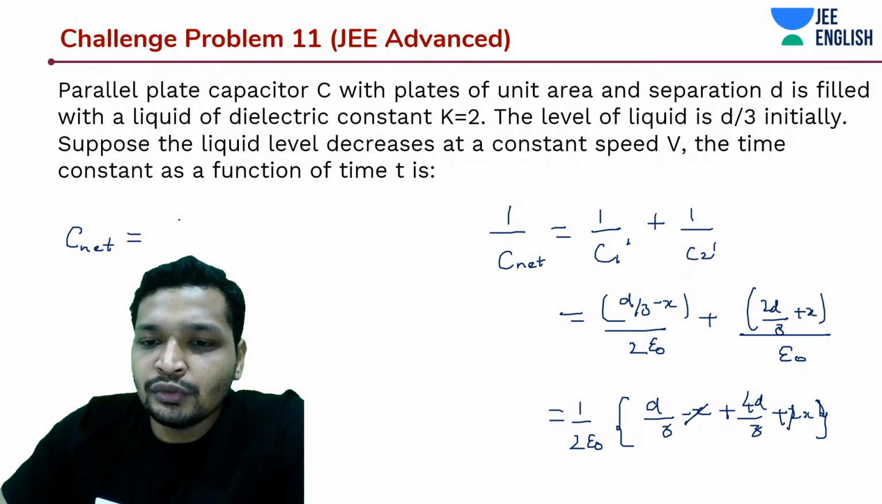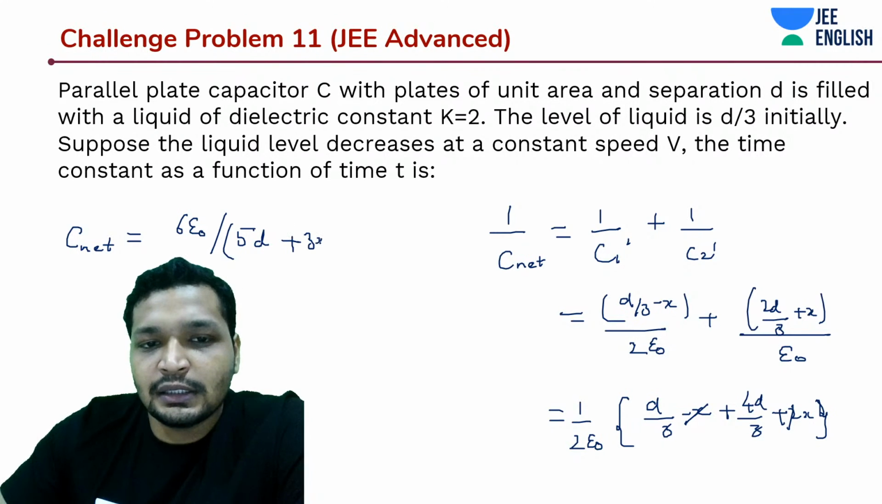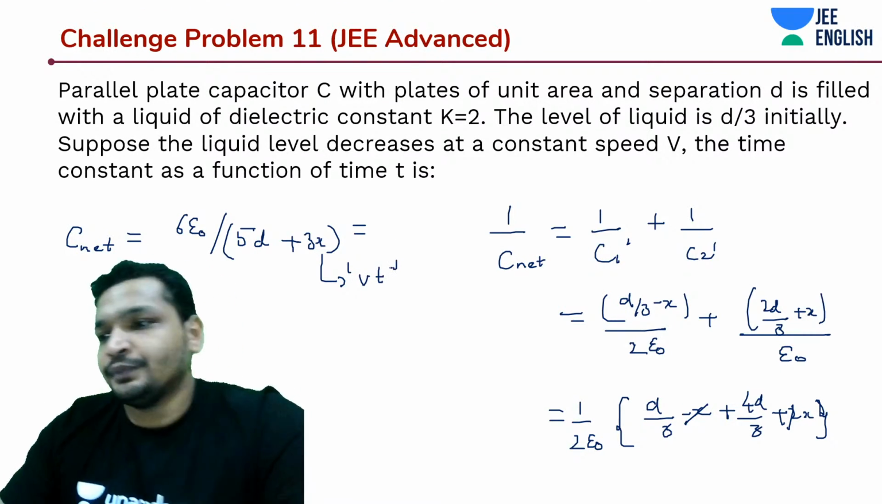C net is equal to 6 epsilon naught divided by 5d plus 3x. How much is x? x is nothing but, just substitute x is equal to Vt. Really good.